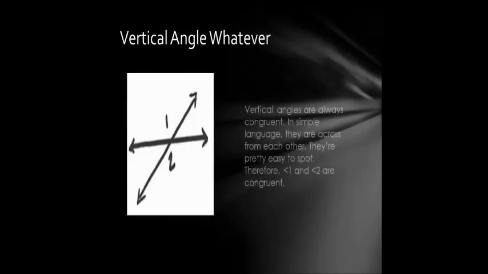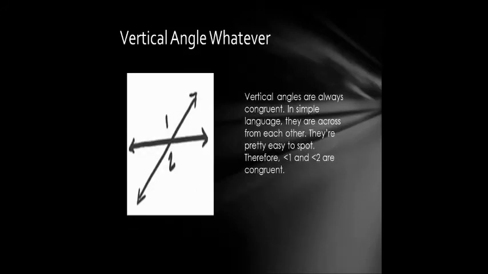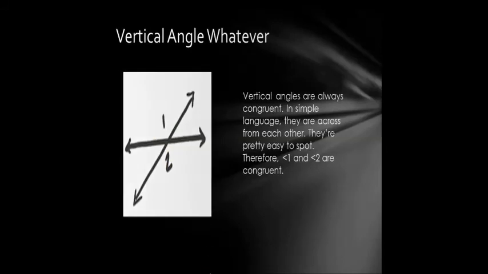Okay, vertical angles, they're pretty boring. Vertical angles are always congruent, so in simple language they are across from each other. Here and here. They're pretty easy to spot, so therefore angle 1 and angle 2 are congruent.